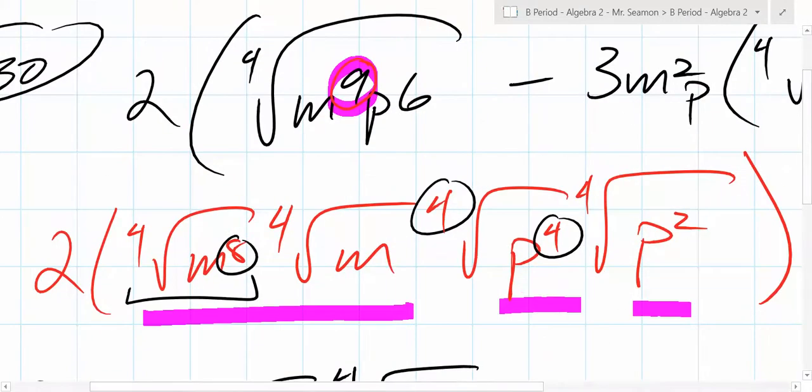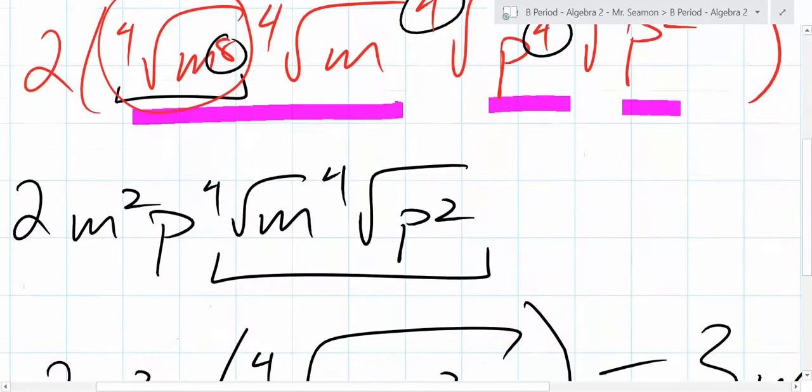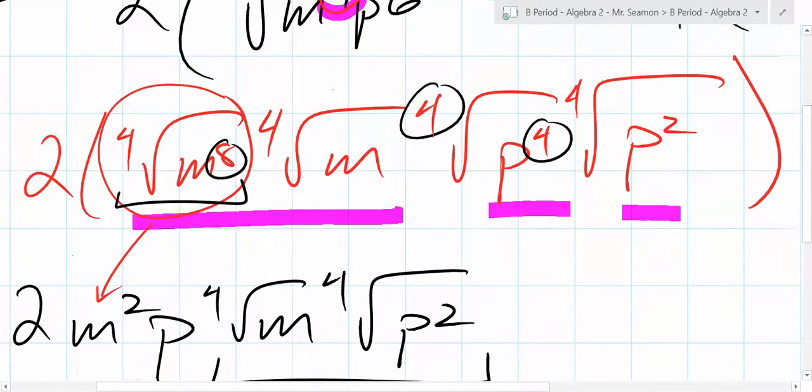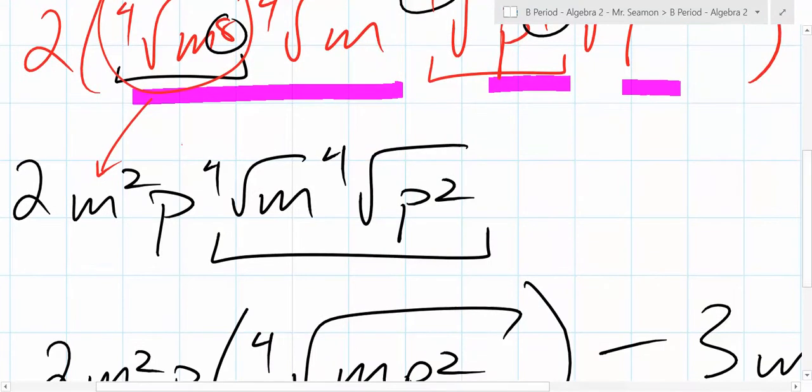Over here, did you understand how we got to the red line? All of this in red. Yeah. Okay, so what is the 4th root of m to the 8th? M squared. So that's why there's m squared. This turned into m squared. What's the 4th root of p to the 4th? It's just p. It's just the p. That's not p to the 4th.